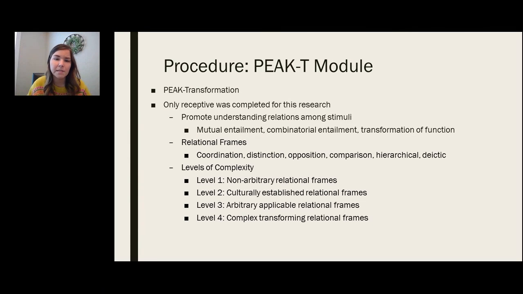And then the Peak T module, the transformation module. Only the receptive test was done for this research study. So promoting the understanding of relations among stimuli is the goal. The different frame families are right there. There are 6 of them, and this module also has 4 different levels of complexity, 1 through 4.